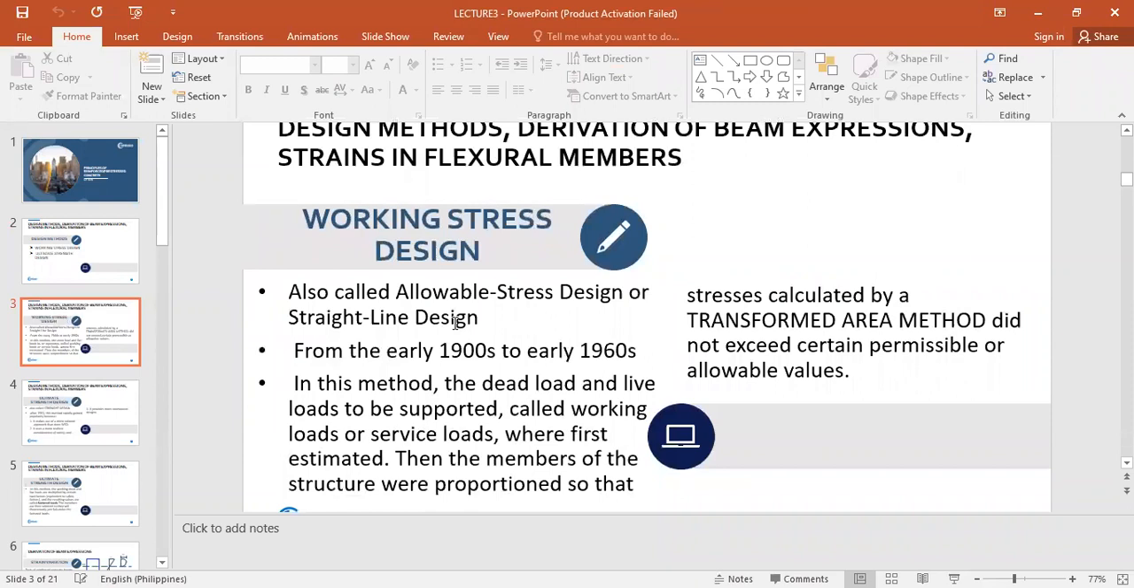This was used from the early 1900s up to the early 1960s. Here in this method, the dead load and live loads to be supported, which were called working loads or service loads, were first estimated, and then the members of the structure were proportioned so that stresses calculated by a transformed area method did not exceed certain permissible values, what we call the allowable values.